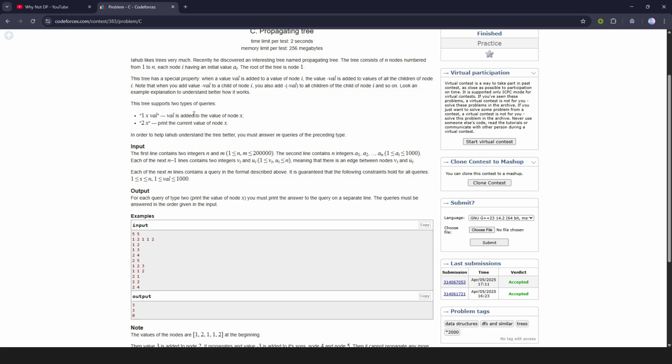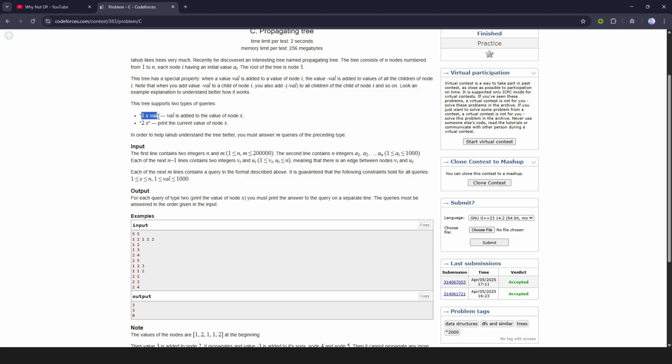So this tree supports two types of queries. The first query is of this type. We will be given two values, x and val, and we have to go to node x of the tree and add the value val to that node. When we add this value, we also have to add minus val to the children of node x, and then plus val to their children, and so on. That is, we continue adding this value val in alternate fashion.